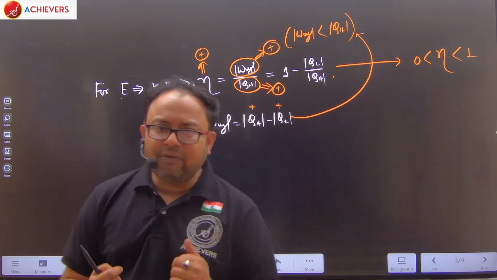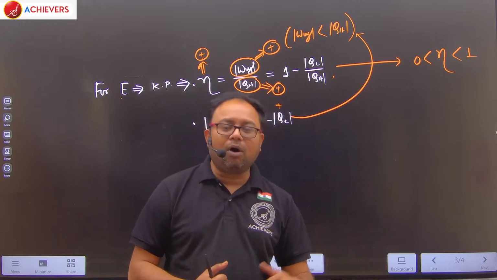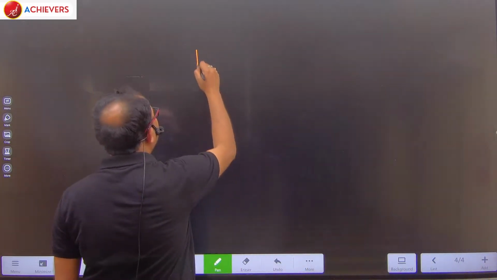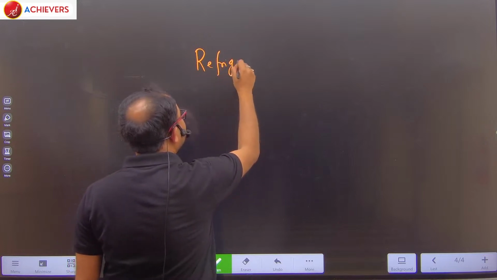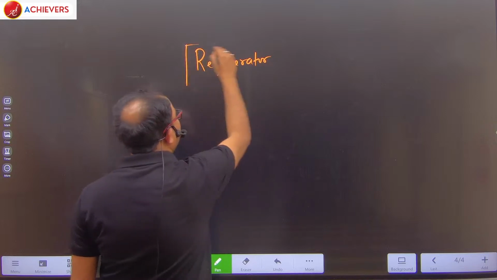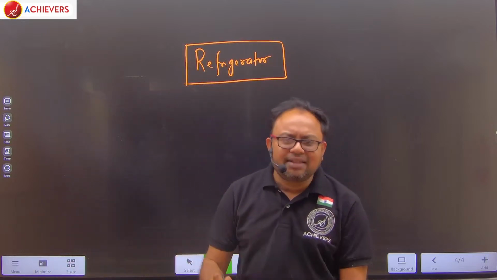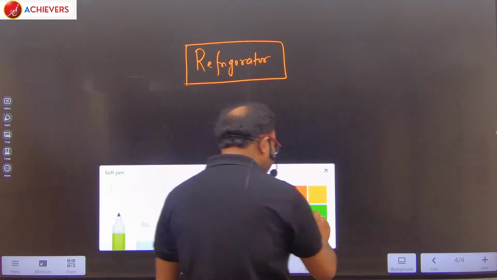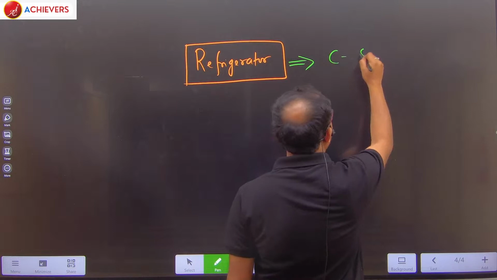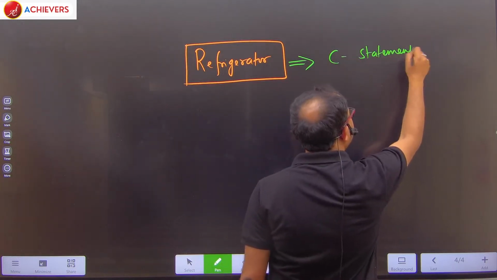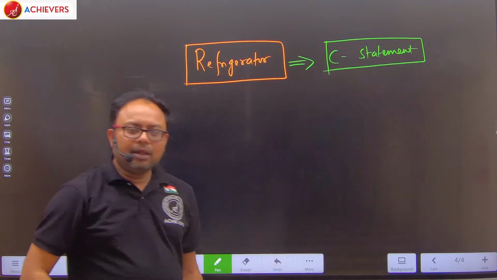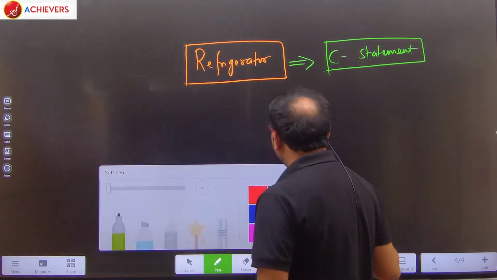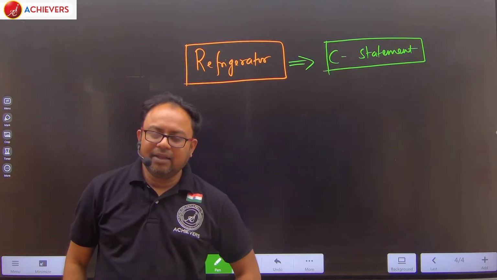In today's lecture, we'll be dealing with the concept of refrigerators. A refrigerator is also a thermodynamic device like an engine, but it is guided by the Clausius statement, or C statement. I have already told that the Clausius statement is written in short as the C statement. So refrigerators are guided by the C statement.